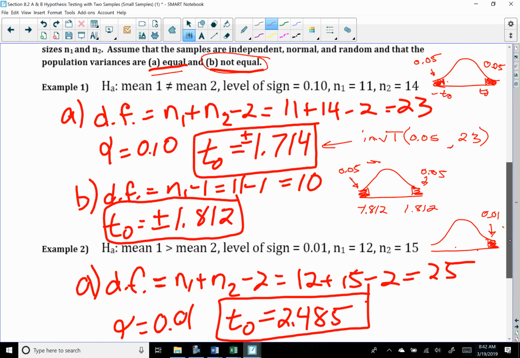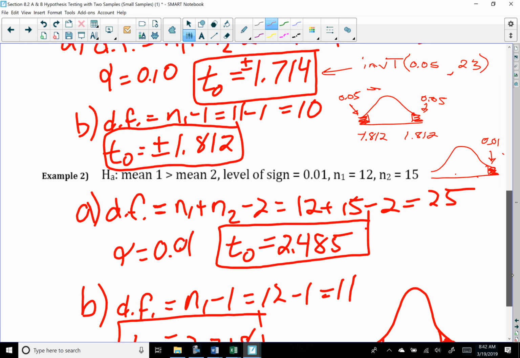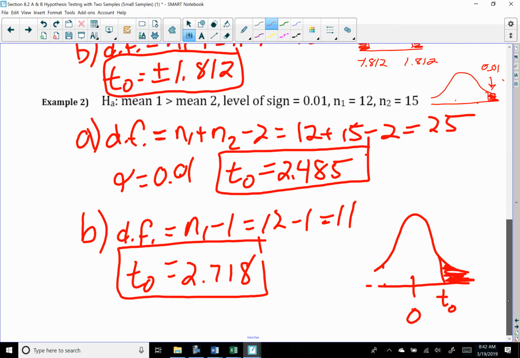Then if variances are not equal, we would get a degree of freedom of n1 minus 1, because it's the smaller sample size, so we'd get 11. Again, still it's right tail. Area in the tail is 0.01. I get a critical value of positive 2.718.